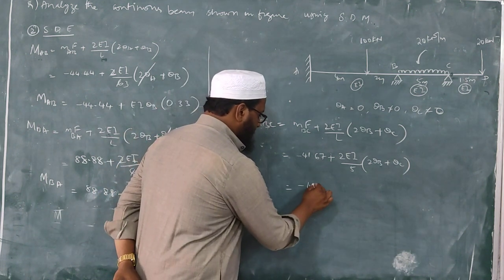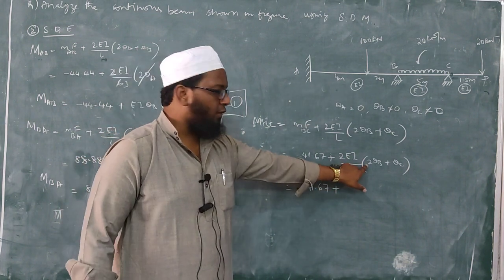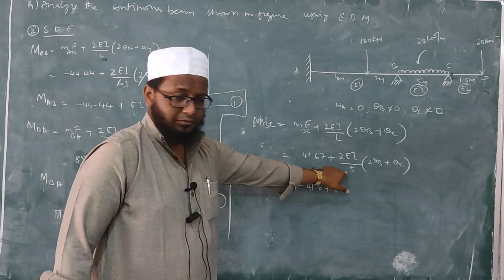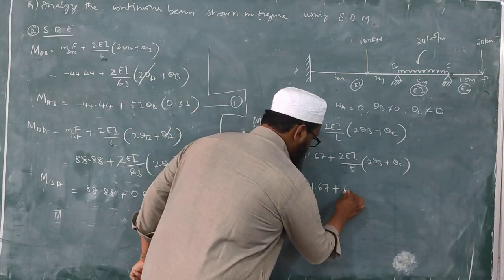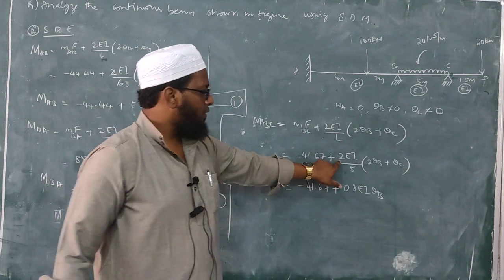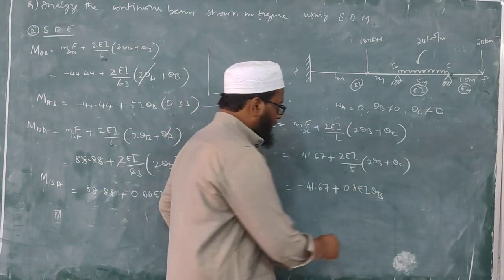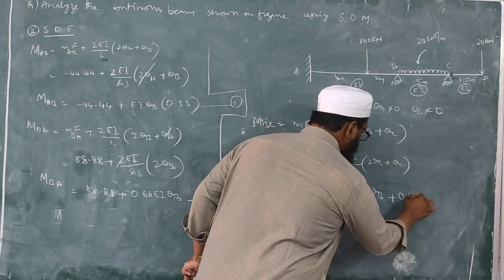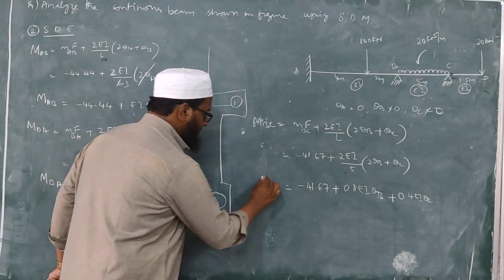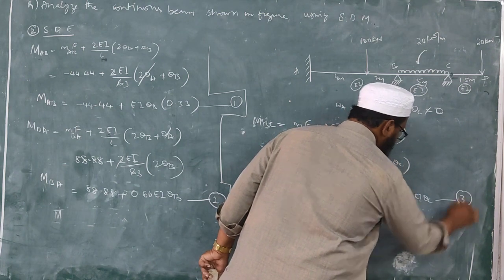Now once you solve this, what will happen? Minus 41.67 plus, 2 2s are 4, 4 by 5 is 0.8, so 0.8 EI theta B. Then again, 2 1s are 2, 2 by 5 is 0.4, so plus 0.4 EI theta C. So this is MBC, this is equation number 3, right? Yes.